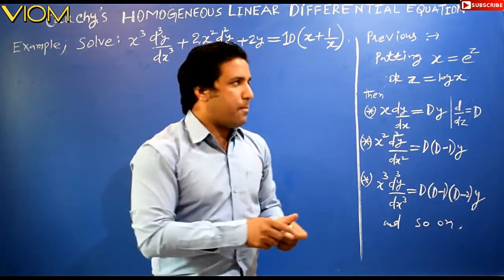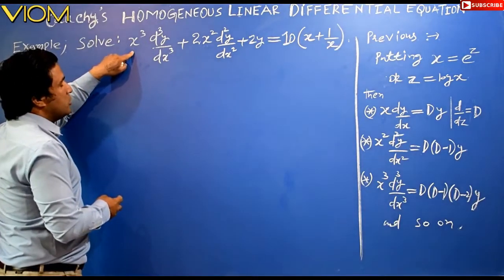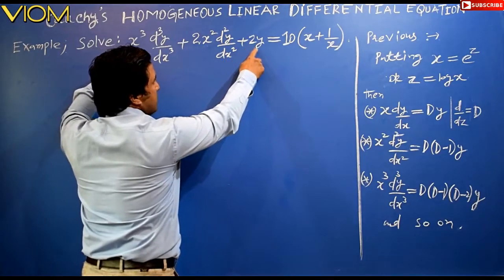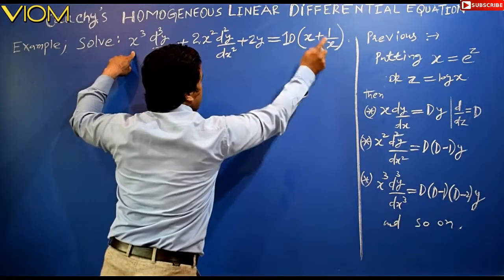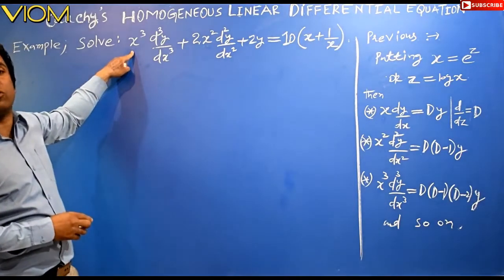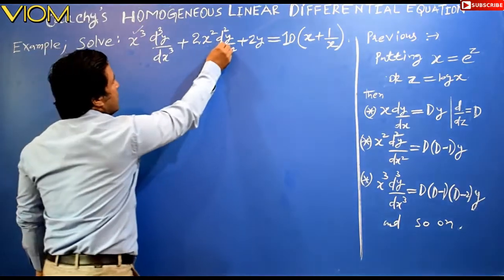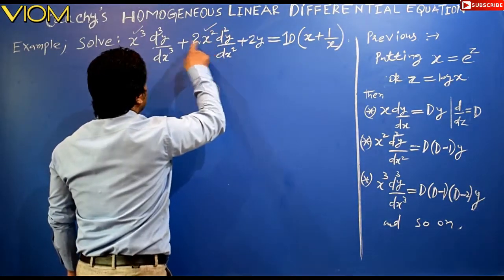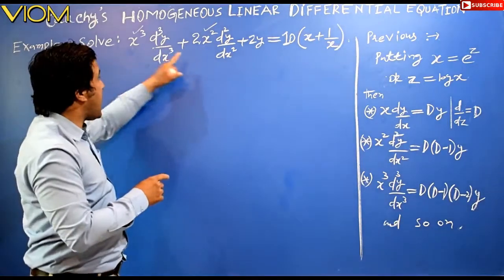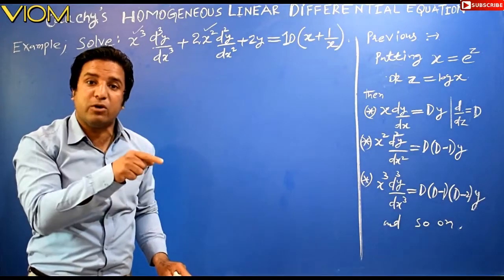Let us give the numerical way. This is one of the examples: x cube d cube y/dx cube plus 2x square d2y/dx square plus 2y is equal to 10 times (x plus 1/x). This is a homogeneous linear differential equation with variable coefficients. Why variable? Because in front of the derivatives there are x cube and x square. Those are the coefficients, but x means a variable. So this is a linear differential equation with variable coefficients.